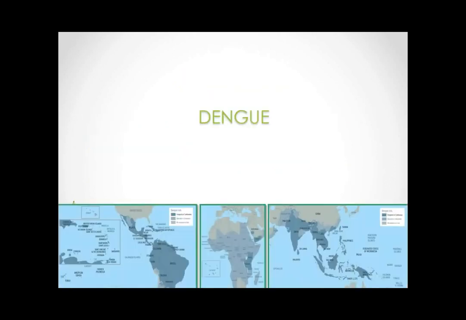Okay, so I'm going to move on to dengue. These maps are showing areas with dengue transmission, and the darker blue are the countries that have more frequent transmission. And of course, you can see that the distribution of dengue is very similar to the distribution of Zika.